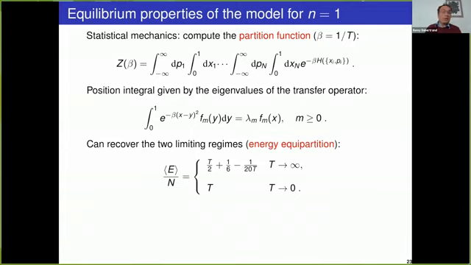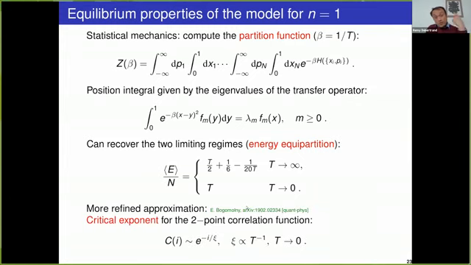When we do the thermodynamic analysis, we performed the thermodynamic analysis for this model as well. In the simplest case of a scalar variable at each site, the central quantity to be computed is the partition function, the canonical partition function. We use a transfer operator technique to recover the two limiting regimes of the mean energy per site, and in particular, one can explain the energy equipartition in those two limits.